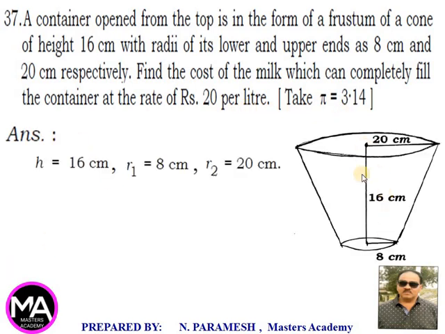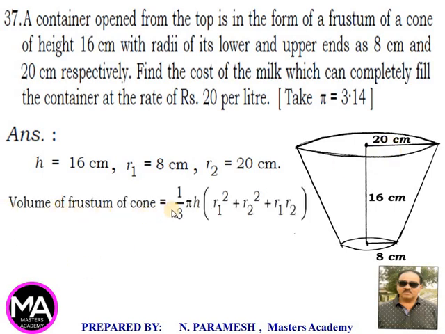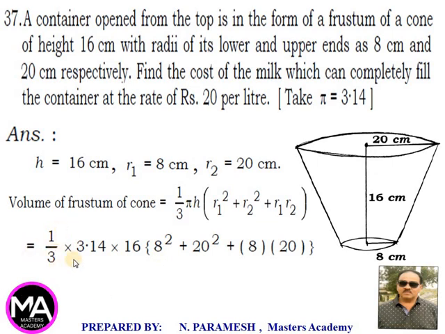Answer: H is equal to 16 centimeter, R1 is equal to 8 centimeter, R2 is equal to 20 centimeter. Volume of frustum of a cone is equal to 1 by 3 pi H bracket R1 square plus R2 square plus R1 R2, which is equal to 1 by 3 into 3.14 into 16 bracket 8 square plus 20 square plus 8 into 20, is equal to 1 by 3 into 3.14 into 16. After simplification of this part, that gives 624.